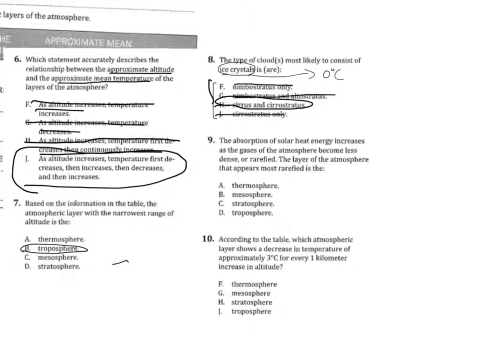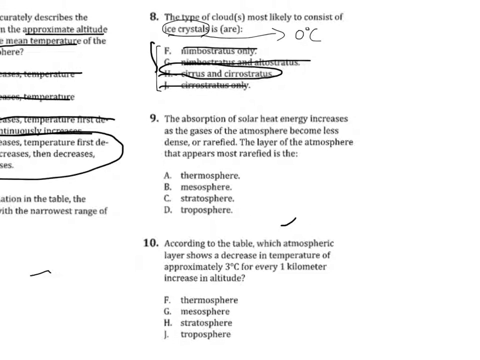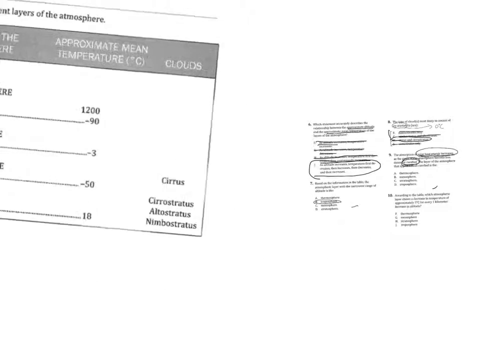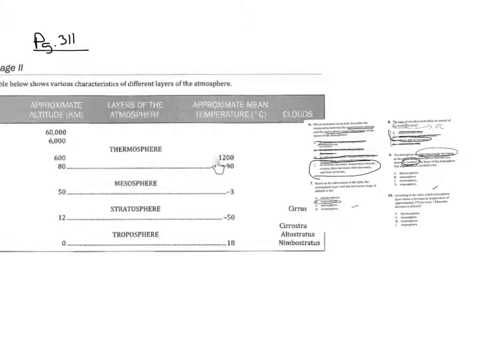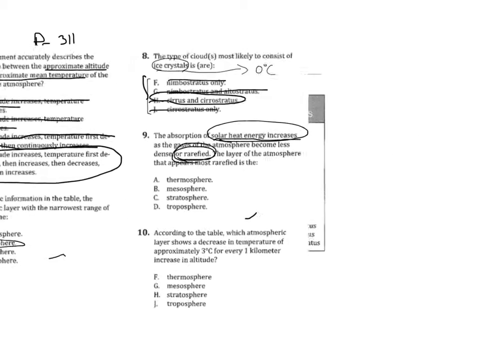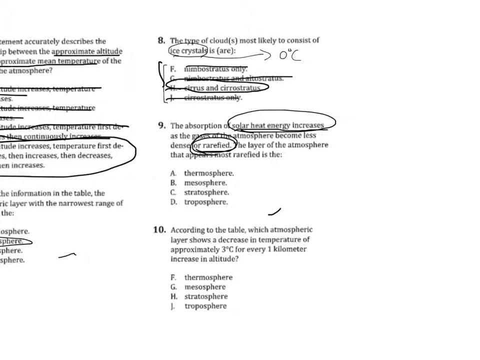Number 9 says the absorption of solar heat energy increases as the gases of the atmosphere become less dense or rarefied. The layer of atmosphere that appears most rarefied. So we see here a connection between solar heat energy increases as the gases become most rarefied. So heat is related to temperature. So the one with the highest temperature is going to be the most rarefied. So we go back to our graph here, and we see the thermosphere is actually at the highest temperature. So thermosphere must be the most rarefied. So the right answer for this one is A.